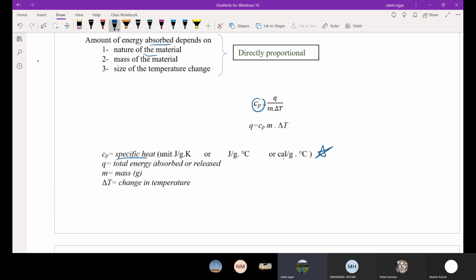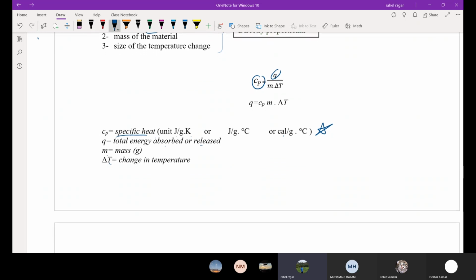Q, total energy absorbed or released. So the total energy, how much energy is needed? M is mass. Delta T is change in temperature. Change in temperature. So what?